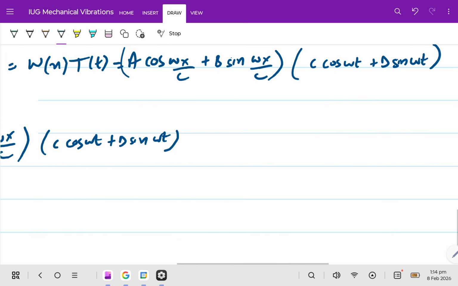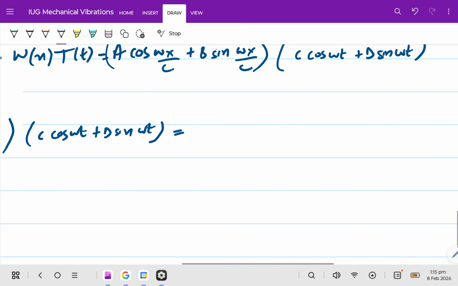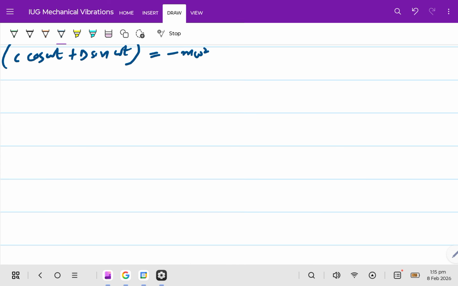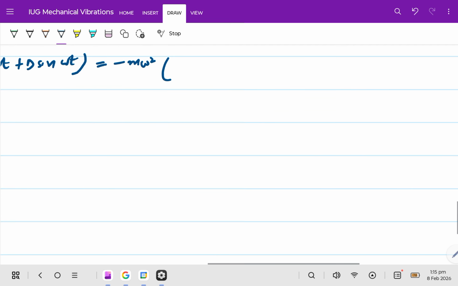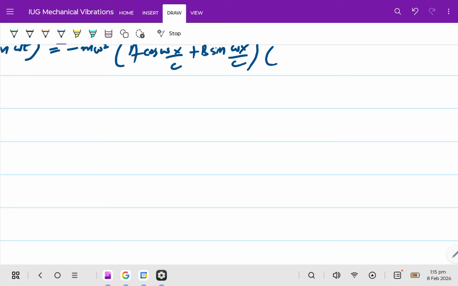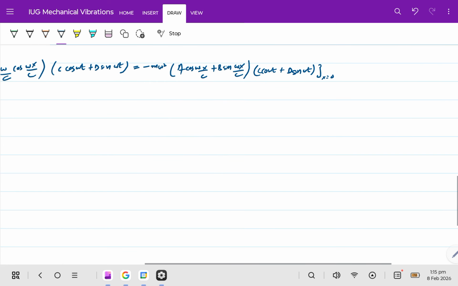This whole will be equal to m times the double derivative with respect to t. So now the first half will remain the same while the second would be differentiated, so it will be minus m omega square, times a cos(omega x over c) plus b sin(omega x by c), and the second part becomes c cos(omega t) plus d sin(omega t). This condition would be x equals 0, the whole condition being applied here.